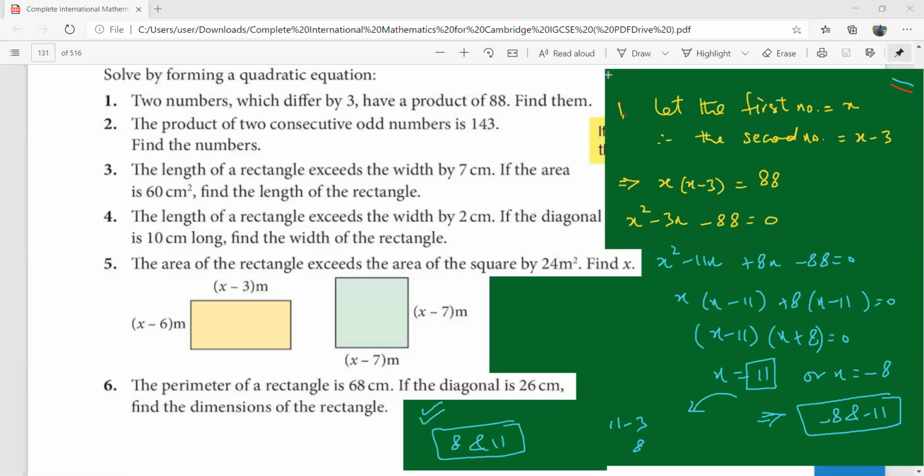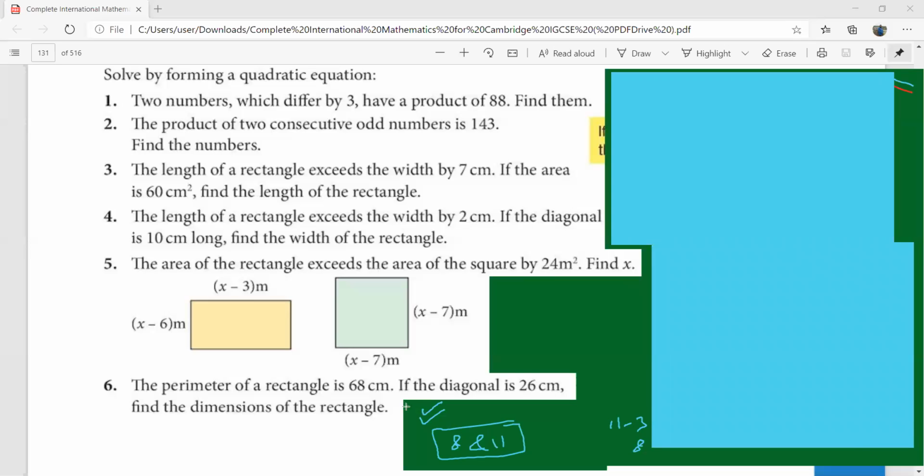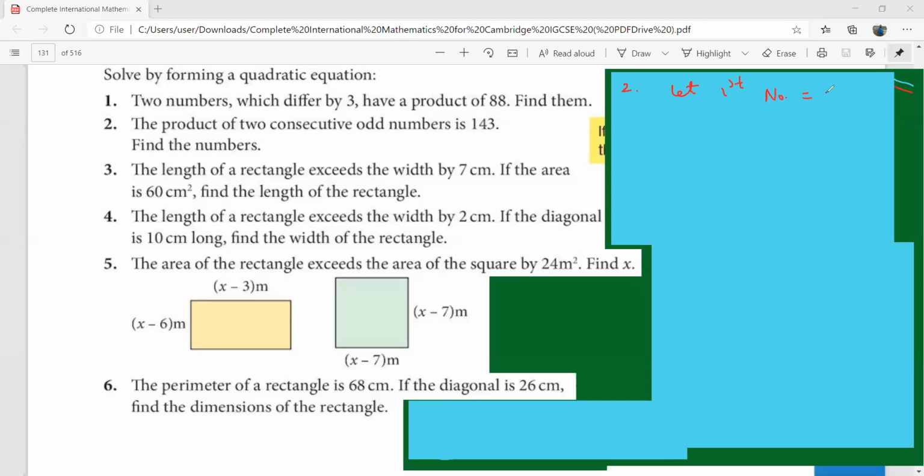In the second question, we are given that the product of two consecutive odd numbers is 143. We have done this many times. Anyone who's written down what these two numbers are? x and x plus 1? Two consecutive odd numbers, like you can say 11 and 13. Let the first number be x. So Ayan, what would be the second number? x plus 2. Yeah, the second number would be x plus 2 because these are odd numbers. You see, the odd numbers differ by 2.